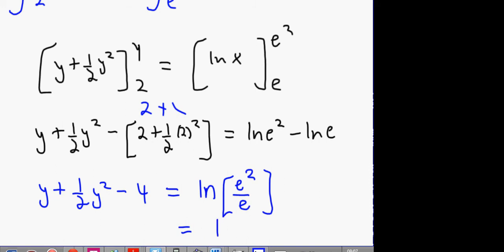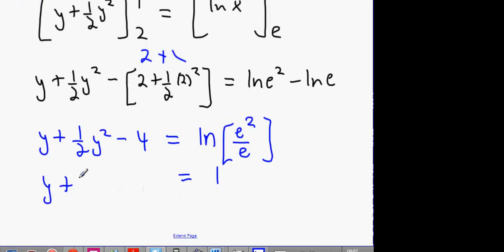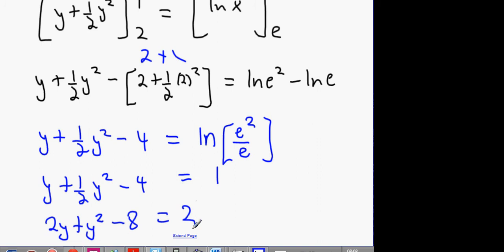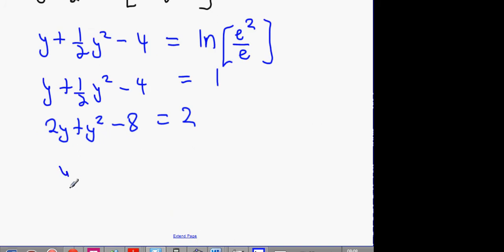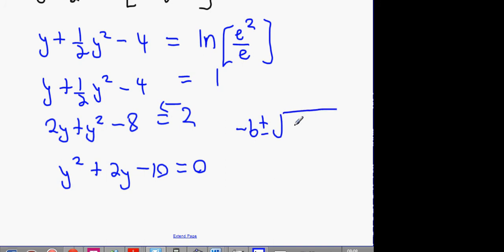Okay, what I'm going to do next is multiply both sides by 2 to get rid of that half y squared. So you're going to get 2y plus y squared minus 8 equals 2. I'm going to get y squared plus 2y minus 10 equals 0. And as suspected, this is going to be the minus b formula because there's no factors that will do the trick for us.